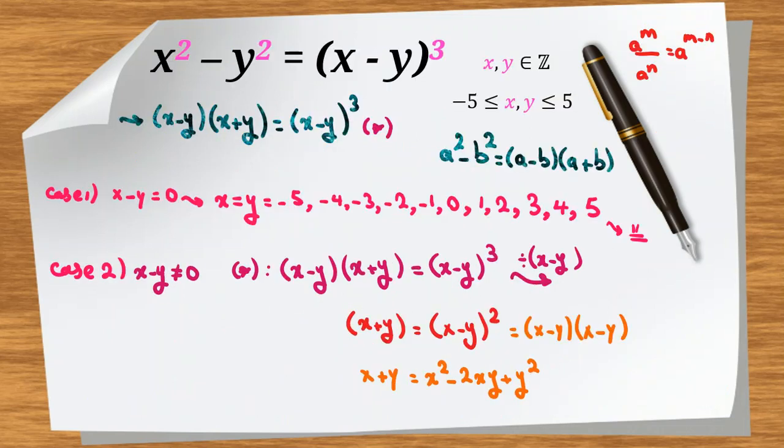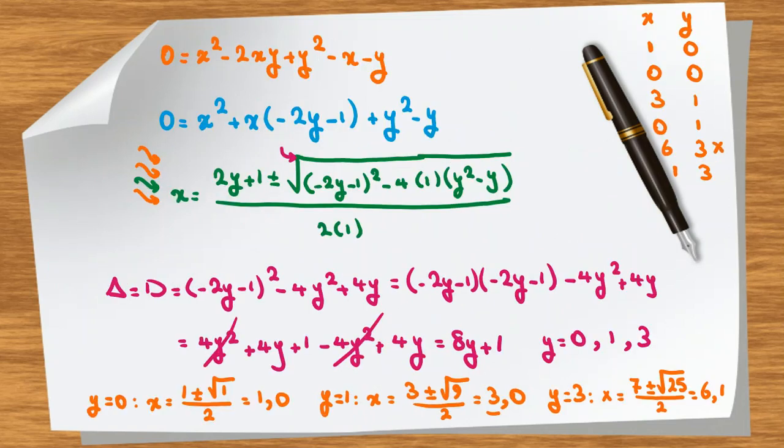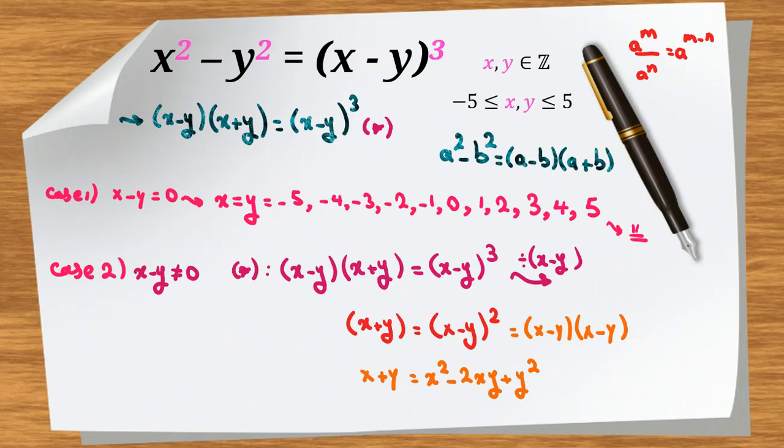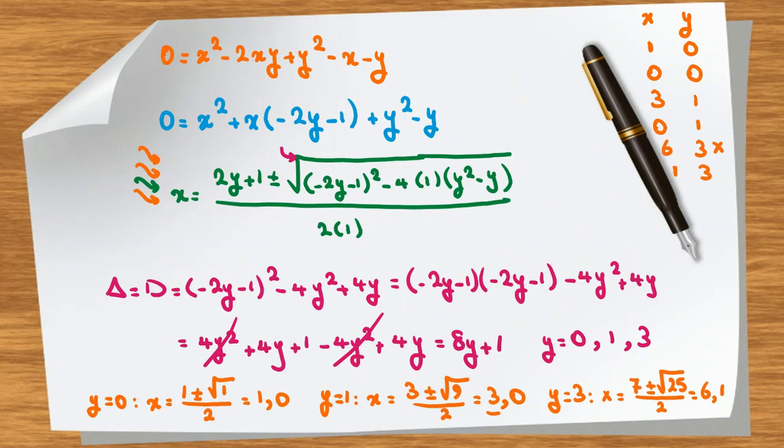So we found them, but the problem says what? It says x and y should be between negative 5 and 5. So we can say, except these answers, all answers are okay, we should check them. The main equation is x squared minus y squared equals x minus y cubed. So let's check. The first one, x 1, y 0, both sides should be 1. And the next one, 0, 0, it's okay, both sides will be 0.